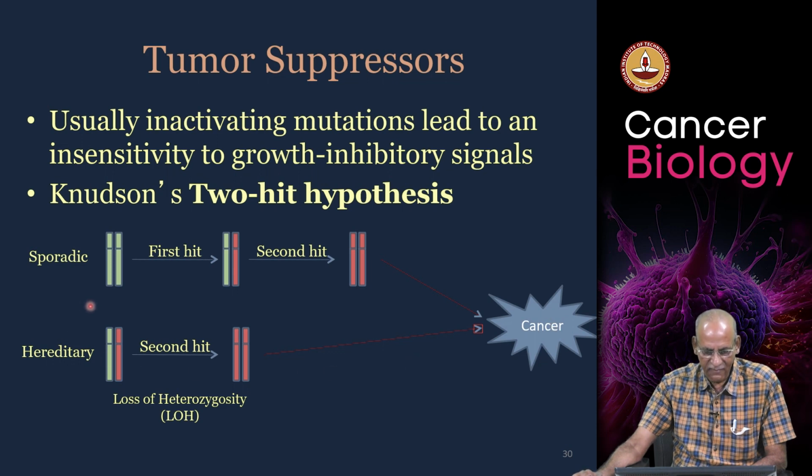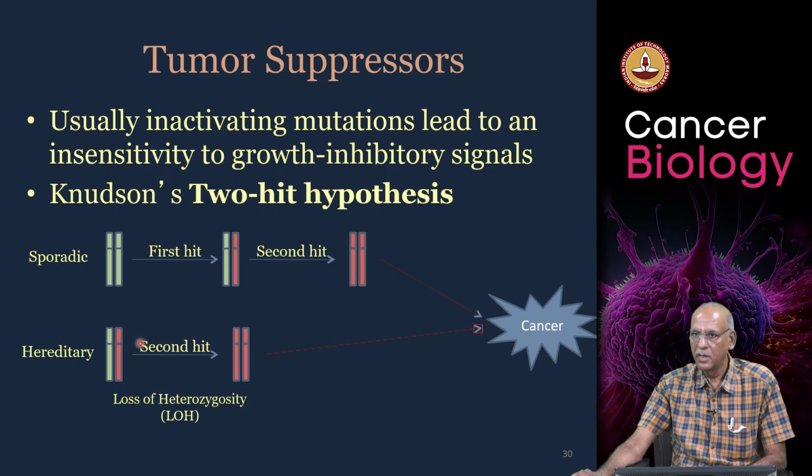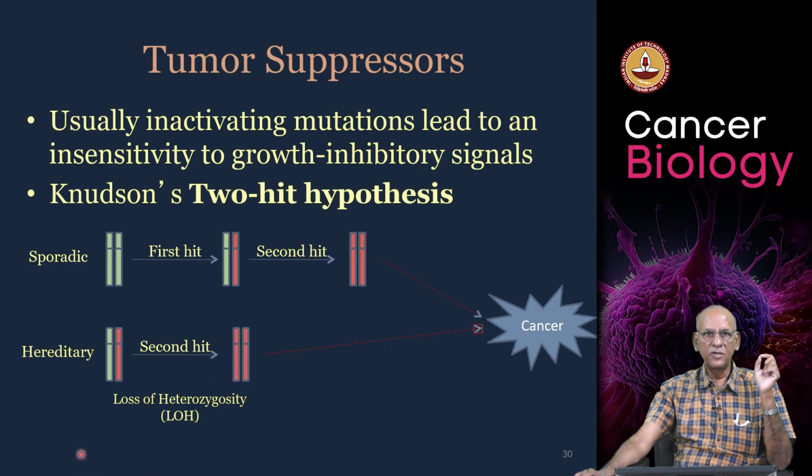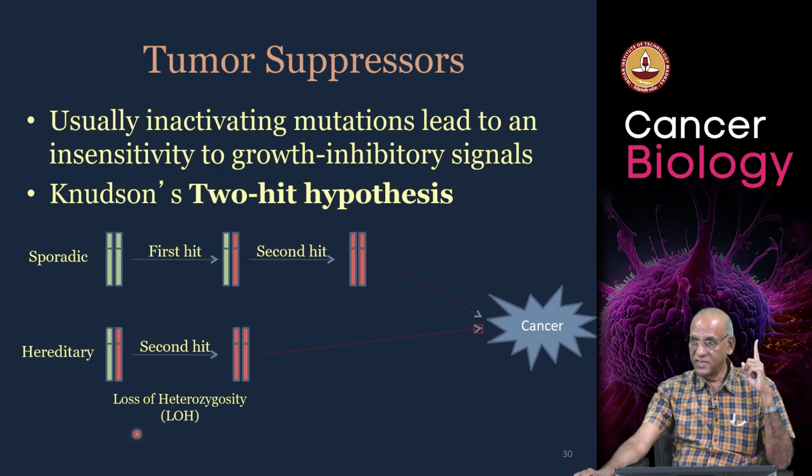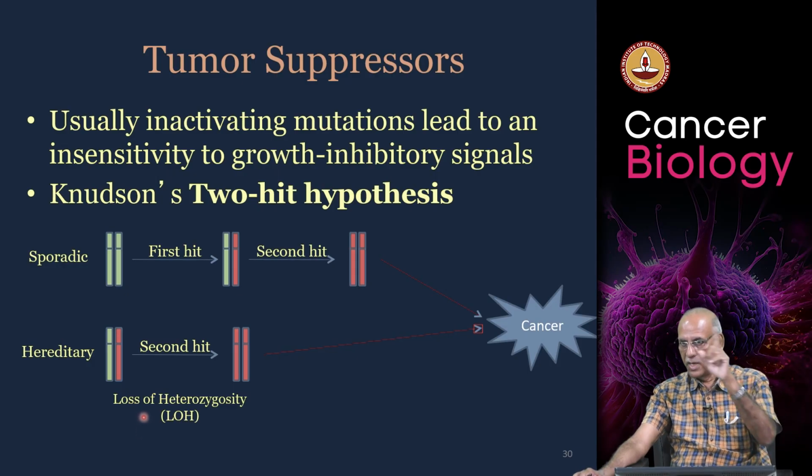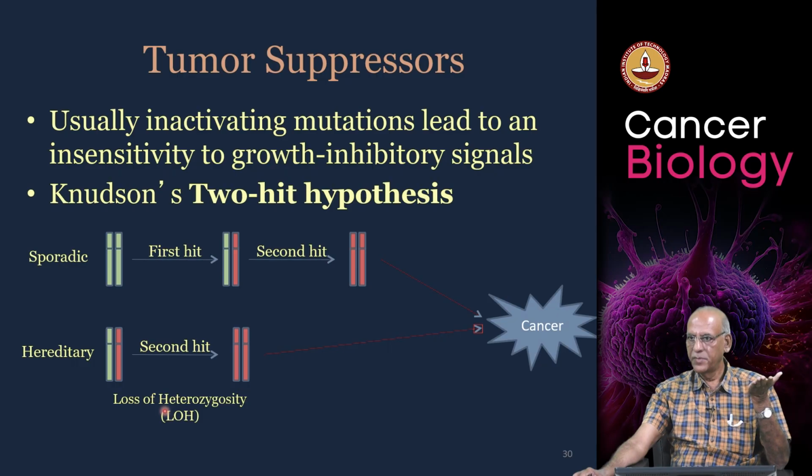So, if you have inherited some gene which is going to predispose you to getting cancer, then you must have two hits. So, this is what is happening with tumor suppressor genes. Whereas oncogenes are dominant, even if one of the alleles gets mutated, they will become dominant and you will have a gain of function. Whereas tumor suppressor genes are recessive, so you need both alleles to be hit. So, this is called the two-hit hypothesis.